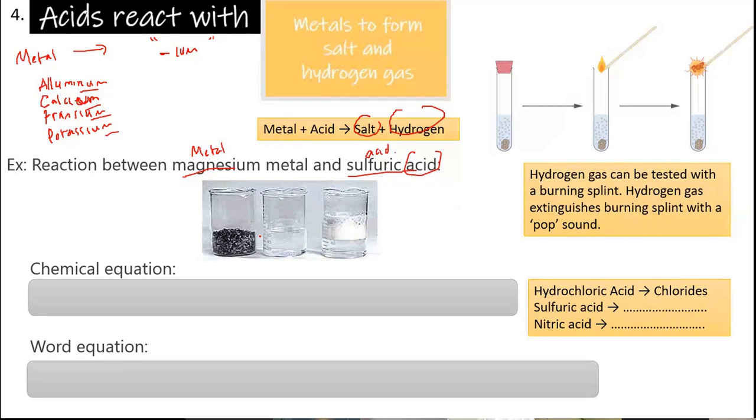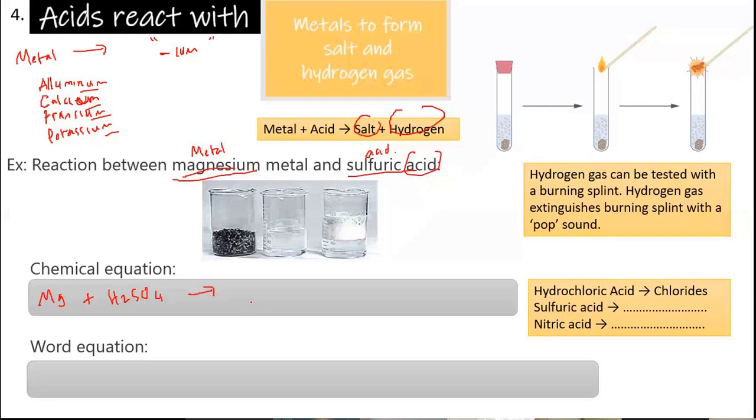Example. What is the chemical equation? Magnesium reacts with sulfuric acid. What is the chemical symbol of magnesium? Magnesium metal is Mg. Good, very good, correct. Mg reacts with sulfuric acid. What is the symbol of sulfuric acid? H2SO4.